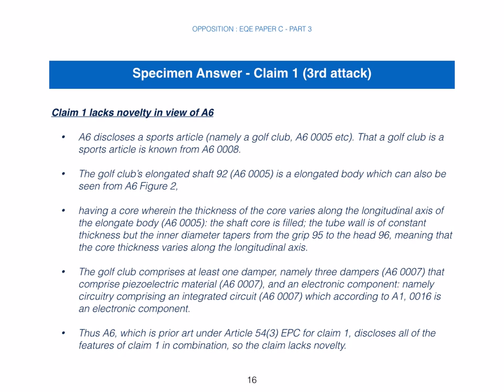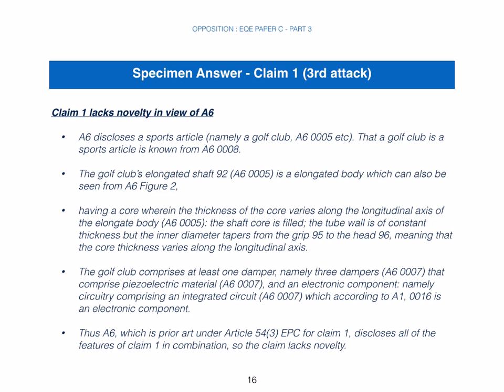Claim 1 lacks novelty in view of A6. A6 discloses a sports article, namely a golf club (A6 paragraph 5, etc.). That a golf club is a sports article is known from A6 paragraph 8. The golf club's elongated shaft 92 (A6 paragraph 5) is an elongated body, which can also be seen from A6 figure 2.